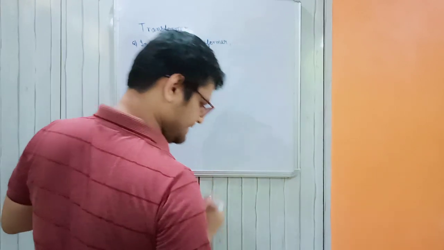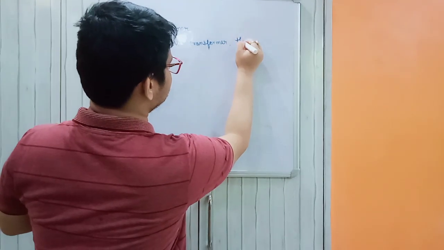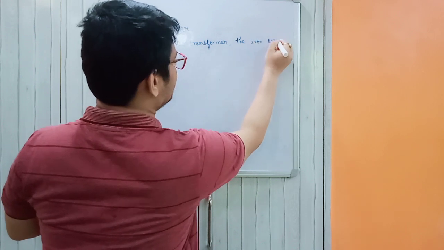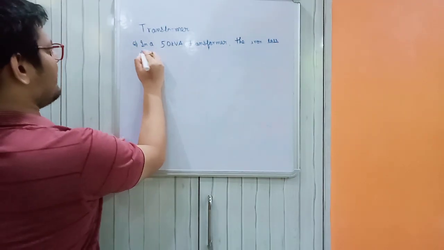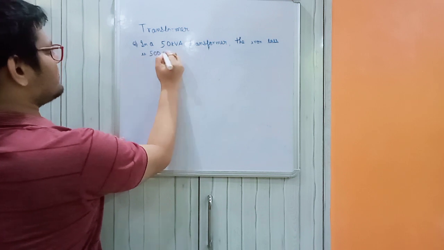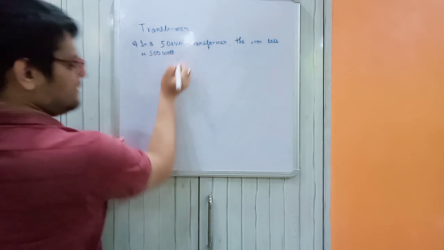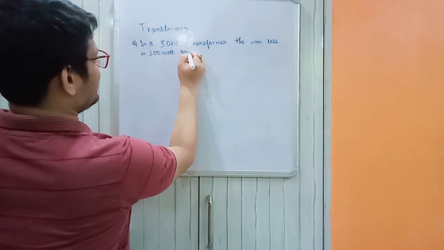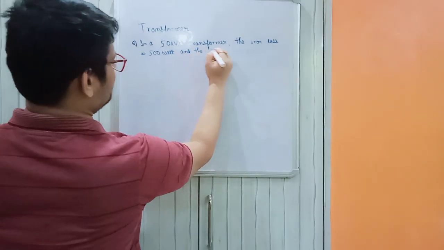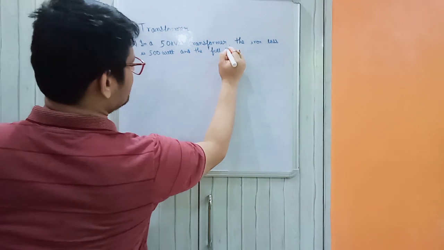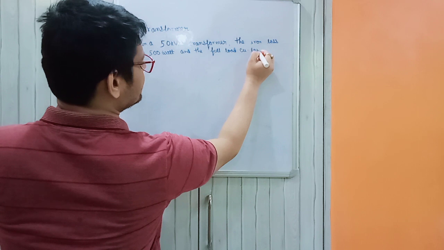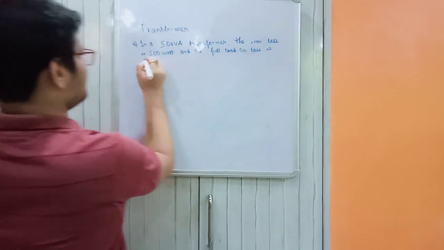The iron loss is 500 watt. What is the next part of the question? The full load copper loss is 800 watt.